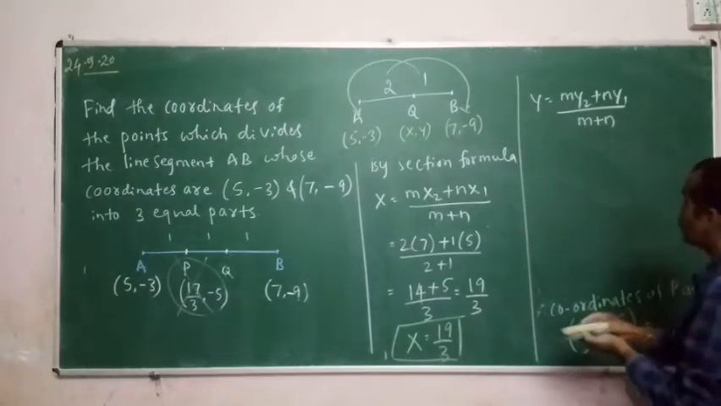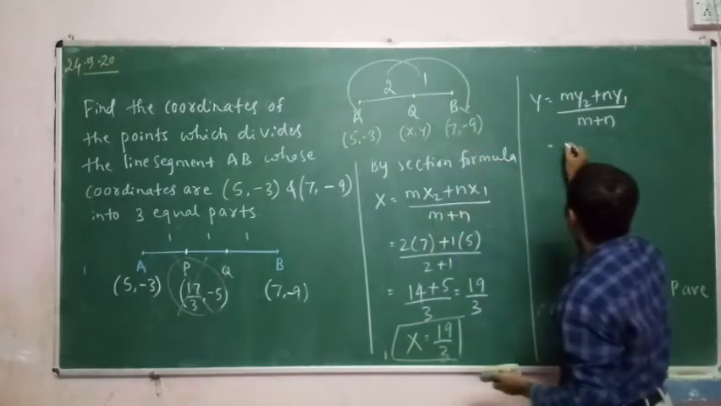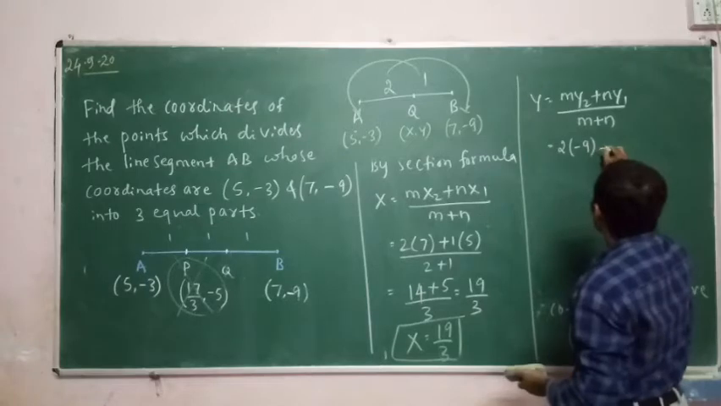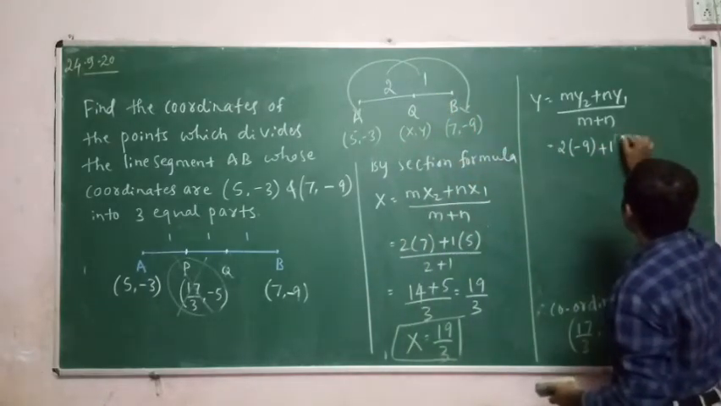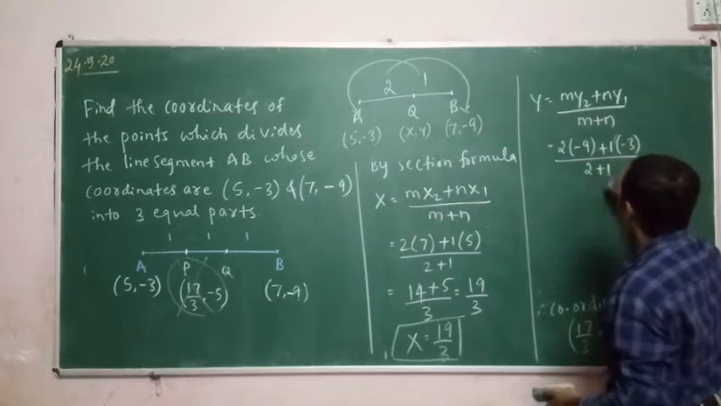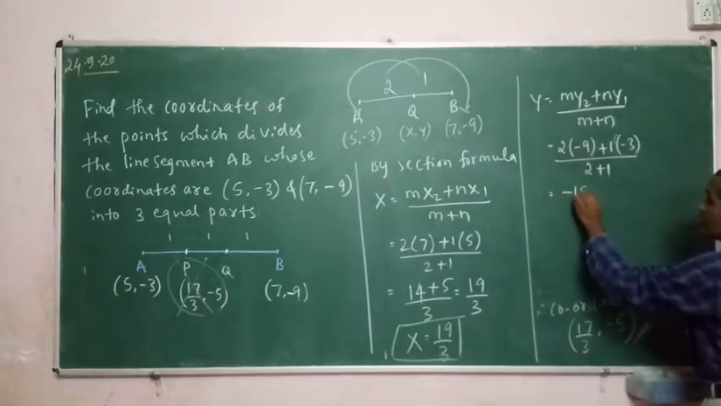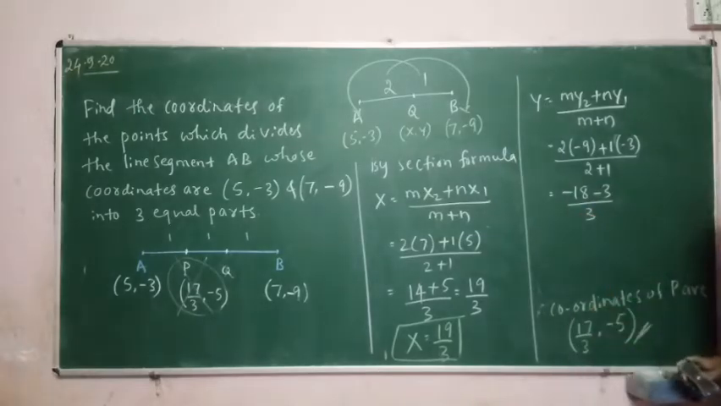Y is equal to my2, my2. 2 into minus 9 plus 1 into minus 3, divided by 2 plus 1. It is minus 18 minus 3 divided by 3.